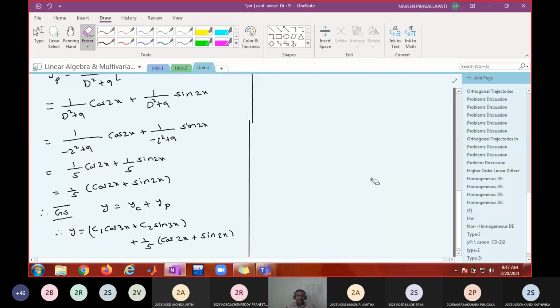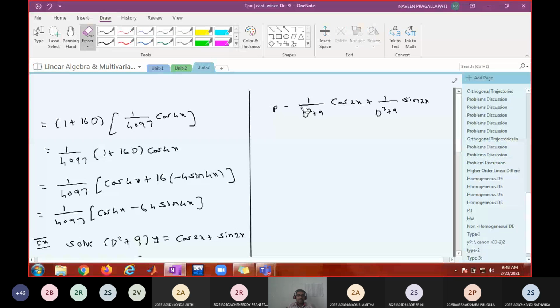Next, all of you write down type 5. Type 5 is a failure case. 1 by d square plus a square cos ax plus b.